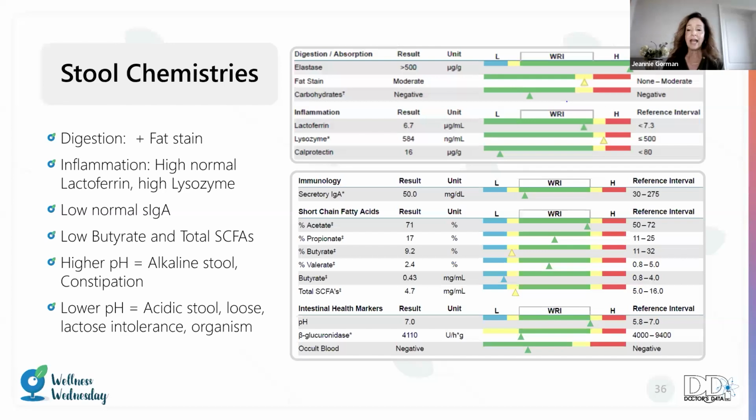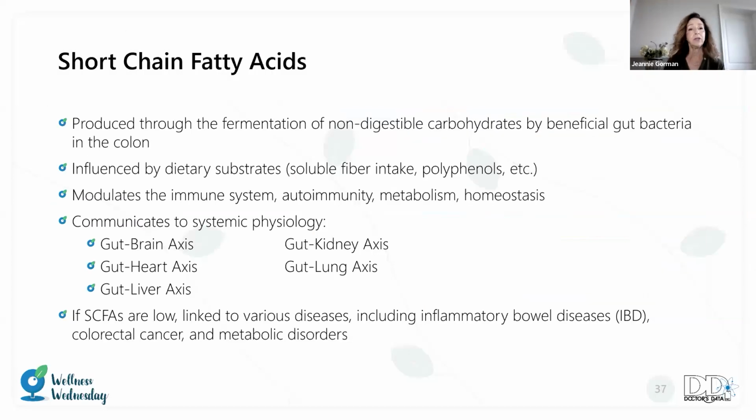Next is a short-chain fatty acid panel. That's what I'd want to go to next. Short-chain fatty acids are produced through the fermentation of non-digestible carbohydrates from the fibers that we give it. It's very influenced by these dietary substrates, the fiber. The short-chain fatty acids modulate the immune system. They coordinate with autoimmunity containment, metabolism, and provide homeostasis. So very important for the short-chain fatty acids to be on board.